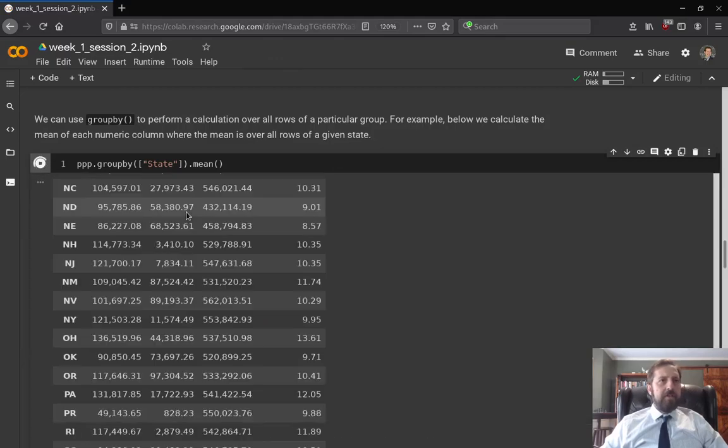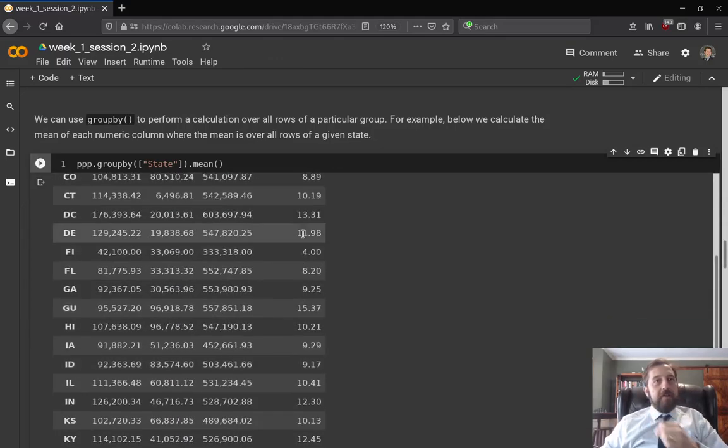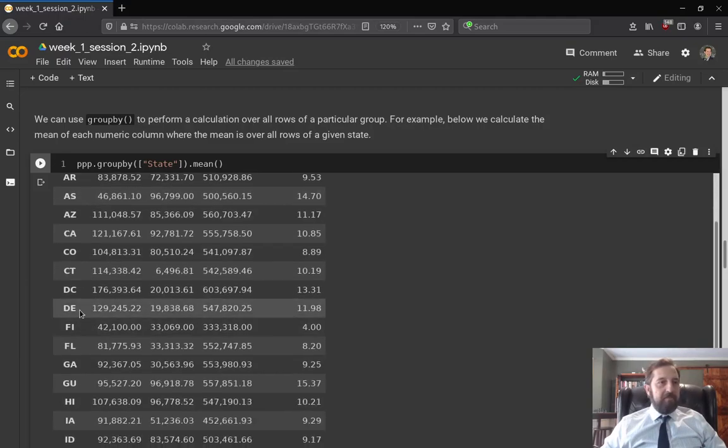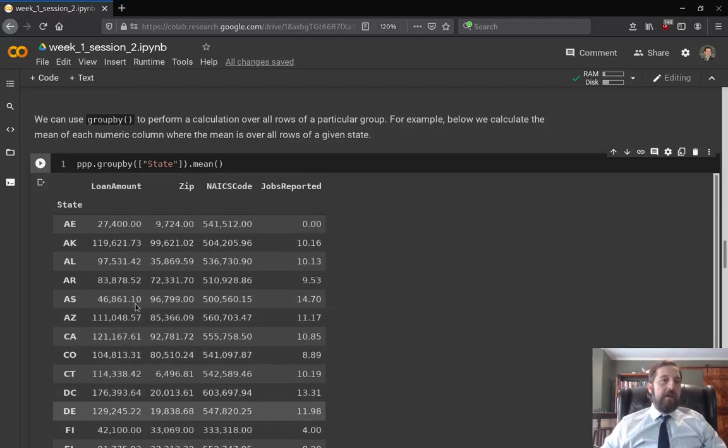Let me run this. And what it's done is it's dropped anything that it couldn't take the average of. And it's provided the average loan amount for each state. Note, these are states and also U.S. territories and so forth. So we have AE, so some of these may not be states. We have Washington, D.C. and so forth. They're just all aggregated under state.